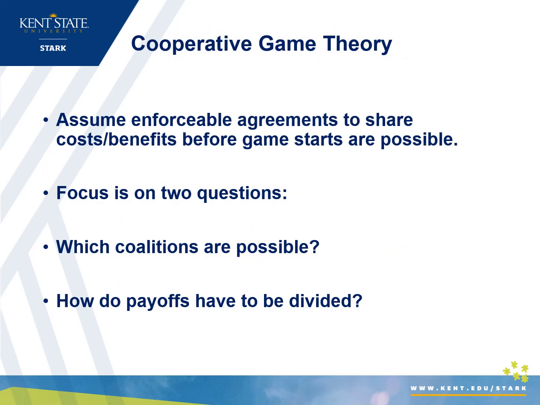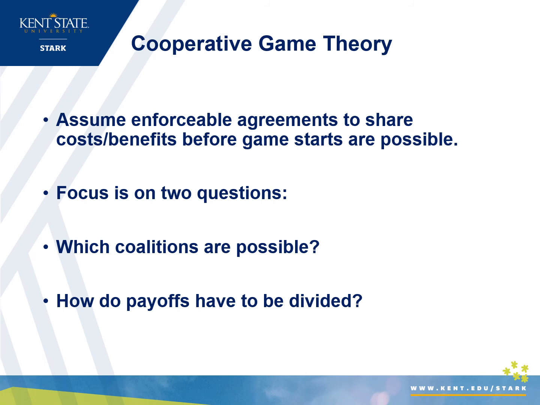So now let's turn to thinking about cooperative game theory. Here we're going to make a different assumption. We're going to assume now that enforceable agreements to share any kind of costs or benefits are possible, if we make these agreements before the game starts. So the focus in cooperative game theory is a little bit different than with things like the prisoner's dilemma, what we call non-cooperative game theory. Now we're going to focus on these two questions. First, what kind of coalitions would actually be possible? And secondly, how do they divide payoffs between the players that are in that particular coalition?